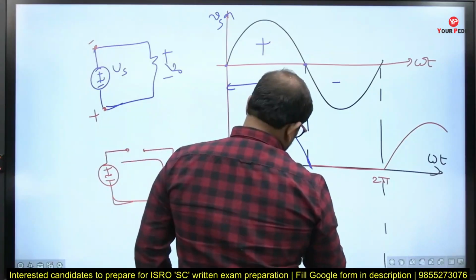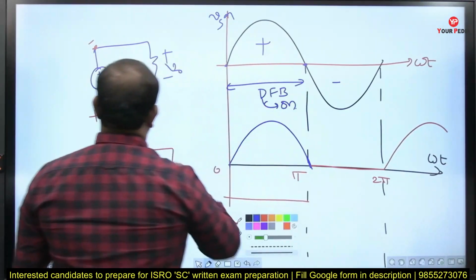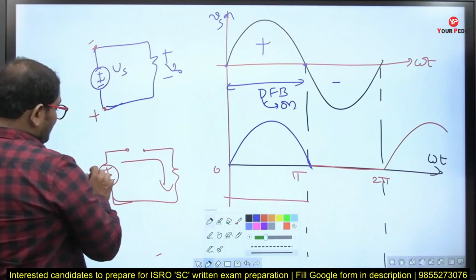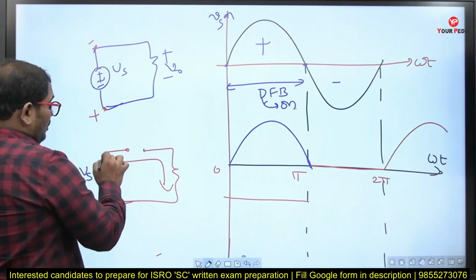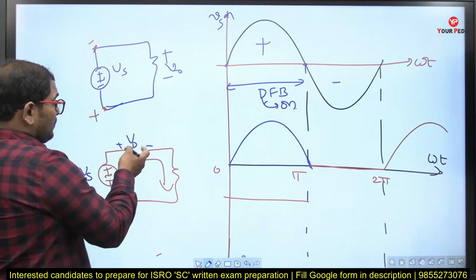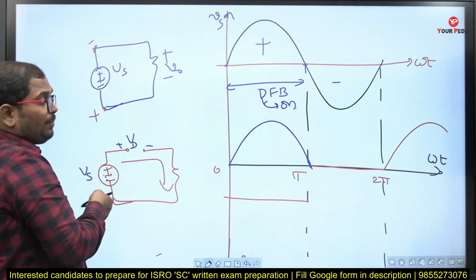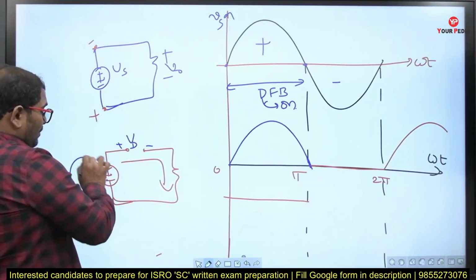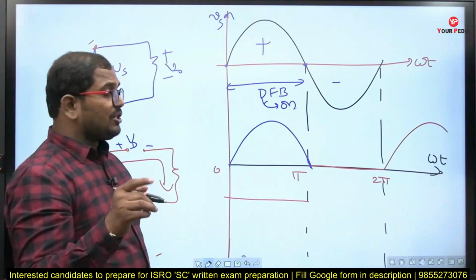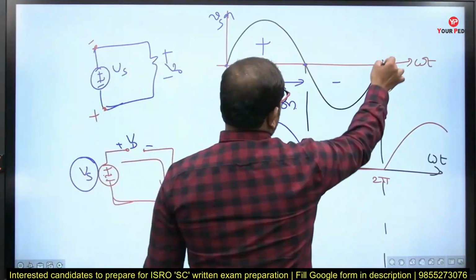It will be 0. Whenever the diode is in the off state, what is the voltage across the diode? It is the same as your supply voltage. So this is the supply voltage polarity, and this is the diode voltage. Positive is connected to positive, negative is connected to negative of your supply. So whatever the shape of your supply voltage is, you will get the same shape of voltage across the diode. What is the shape of your supply voltage?